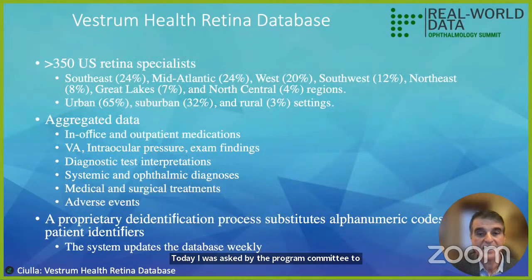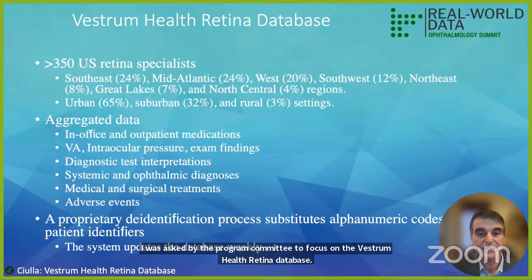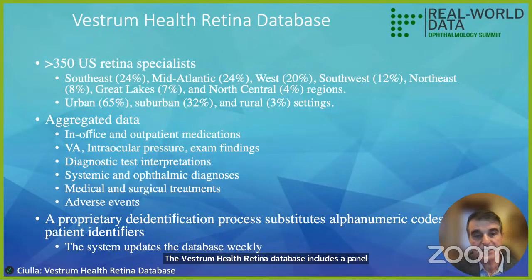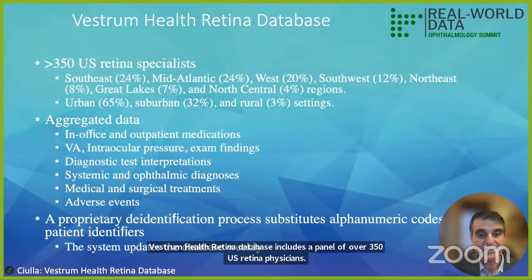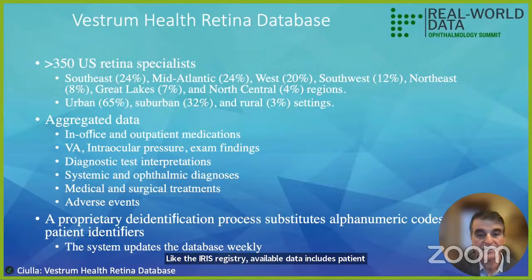The Vestrum Health Retina database includes a panel of over 350 U.S. retina physicians, and it is geographically diverse. Like the IRIS registry, available data includes patient history, visual acuity, intraocular pressure, exam findings, diagnosis, and treatment.